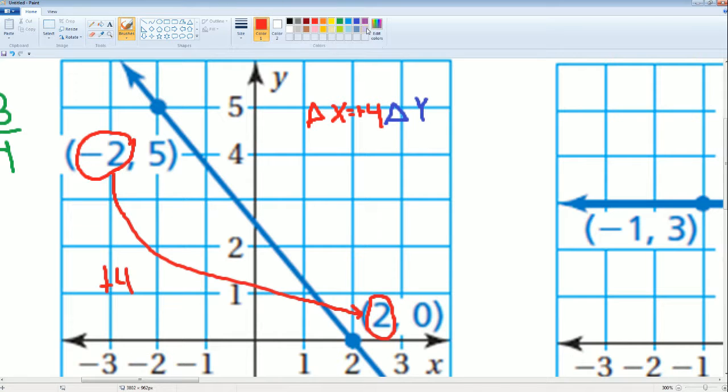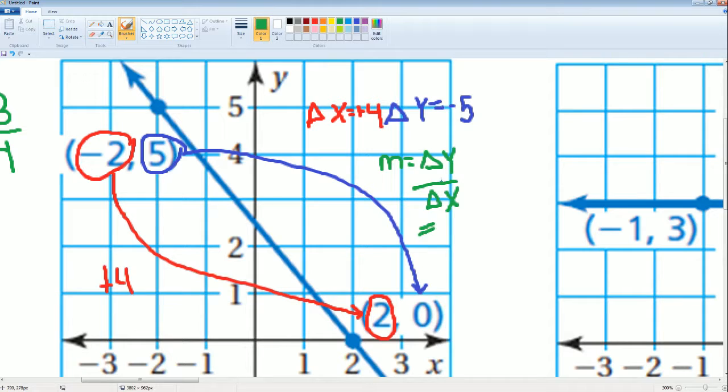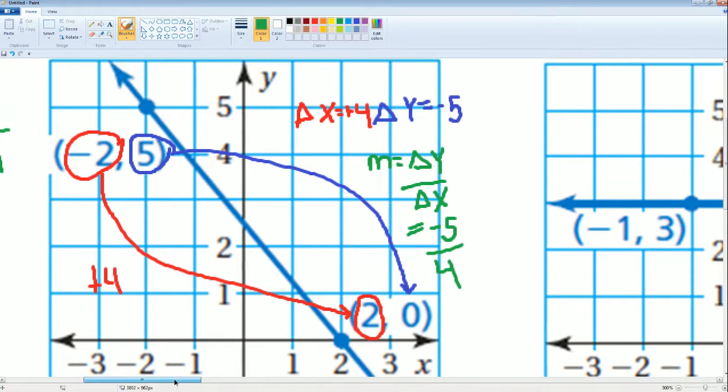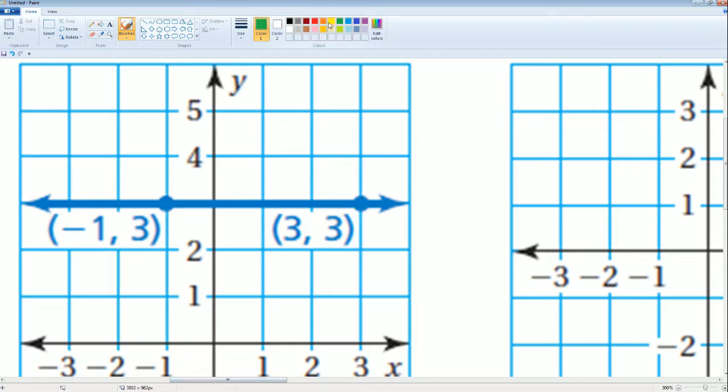How do you go from 5 to 0 for your delta y? Subtract 5 because it goes down. Okay, slope formula, m is equal to delta y over delta x equals, what is delta y? -5. Your delta x, which is your 4. Good. Let's do the next one.